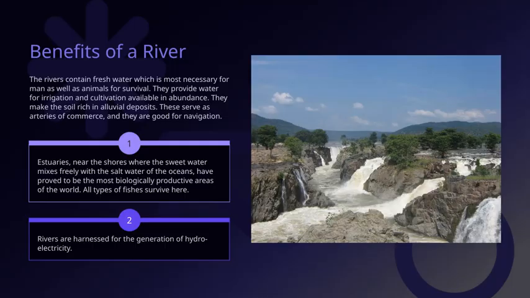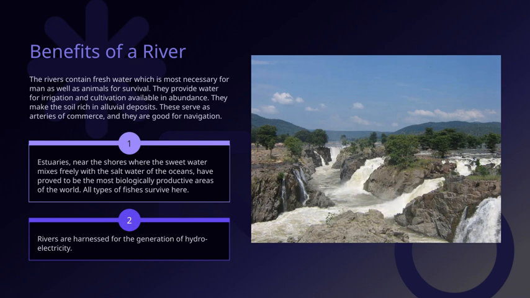Rivers play a vital role in our lives and the environment. They contain fresh water, which is absolutely essential for both humans and animals to survive. This fresh water is also crucial for agricultural activities, providing the necessary irrigation and helping crops grow abundantly. Additionally, rivers deposit alluvial soils that enrich the land, making it more fertile and productive. Beyond their practical uses, rivers serve as natural arteries of commerce. They facilitate transportation and trade, connecting different regions and supporting economic activities. The navigability of rivers makes them valuable for movement of goods and people.